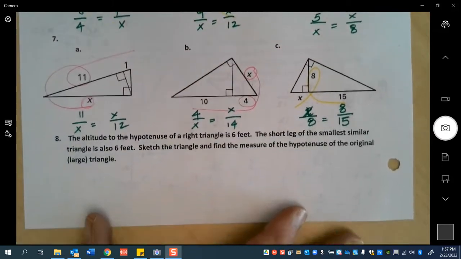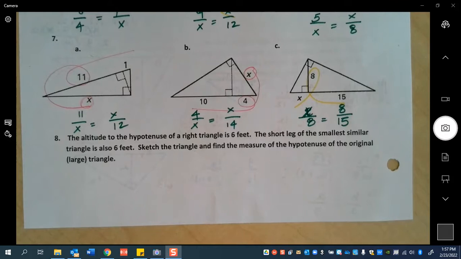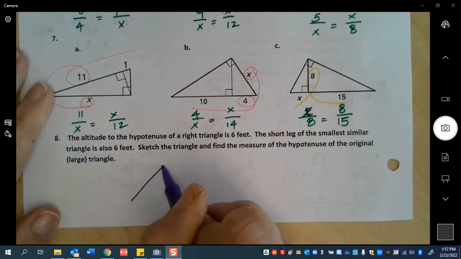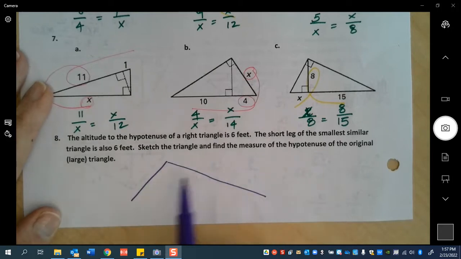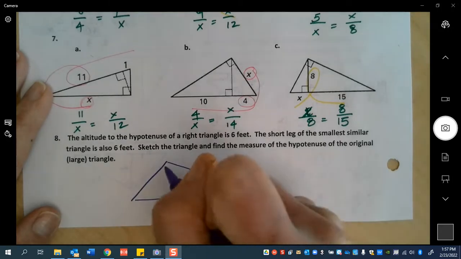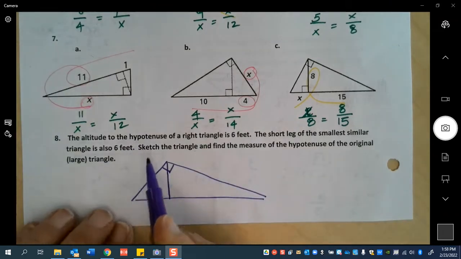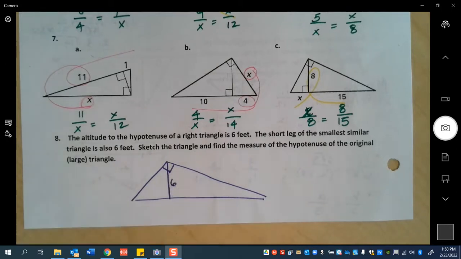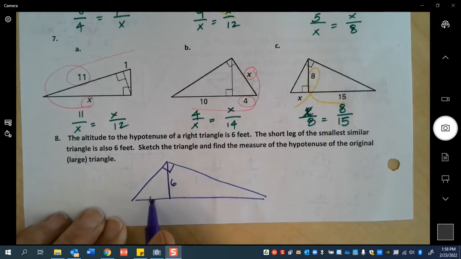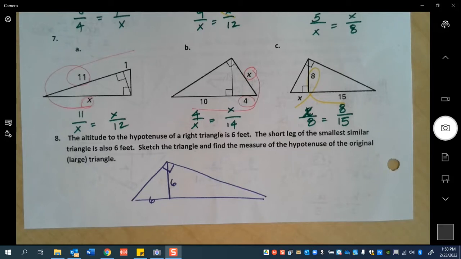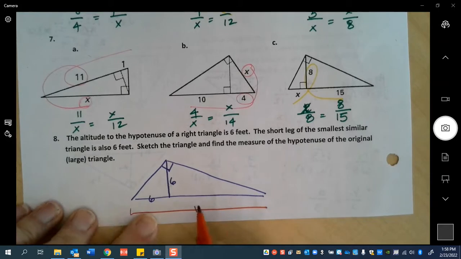Let's check out this word problem at the bottom. The altitude and hypotenuse of a right triangle is 6 feet. So let's go ahead and draw, and I'm going to draw our picture more exaggerated, so it's easy for me to tell the difference between my right leg, short leg and long leg. The altitude to the hypotenuse of a right triangle is 6 feet. The short leg of the smallest similar triangle is also 6 feet. Sketch the triangle and find the measure of the hypotenuse of the large triangle. So I'm looking for this.